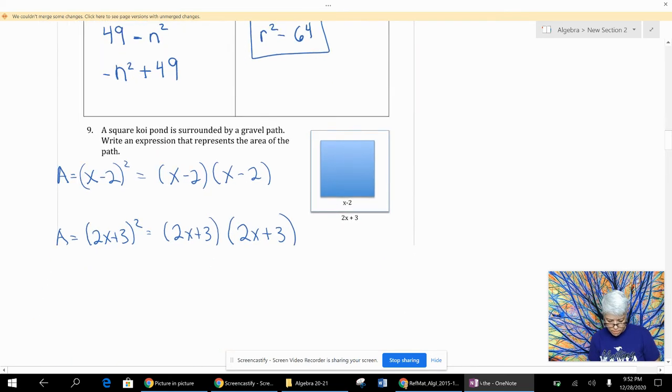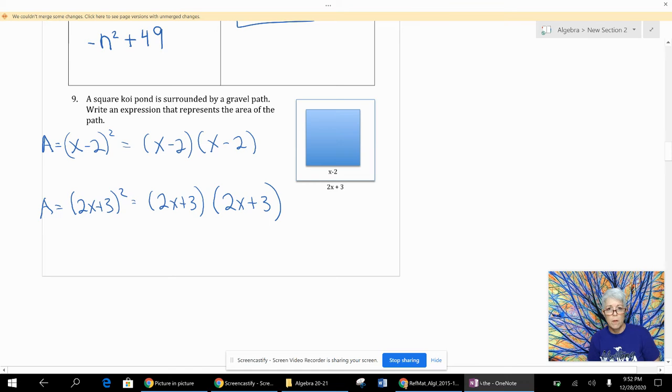All right, now let's just do a word problem. I have a square inside of a square. The smaller square is a pond, a koi pond. That's a fancy fish that's very expensive. And then there's a little gravel walkway around it. And I want to know the area of the gravel walkway. So I need to find the area of both squares and then subtract the smaller square from the bigger square.